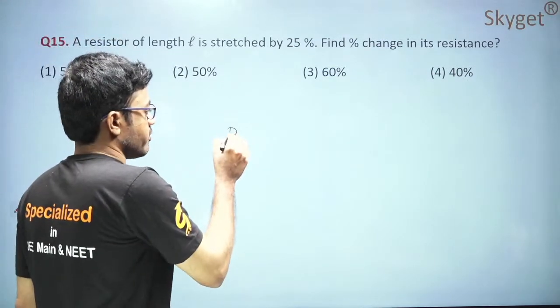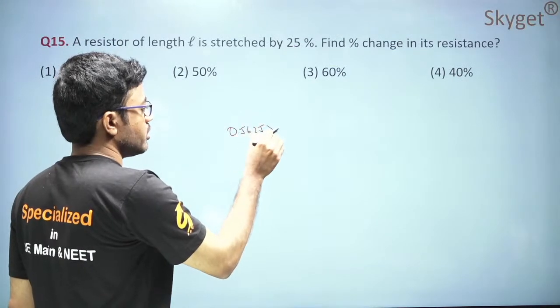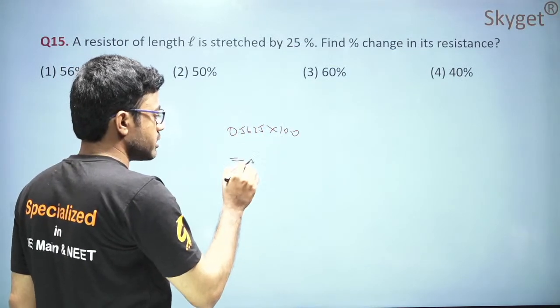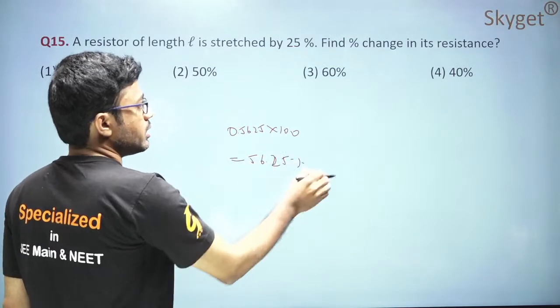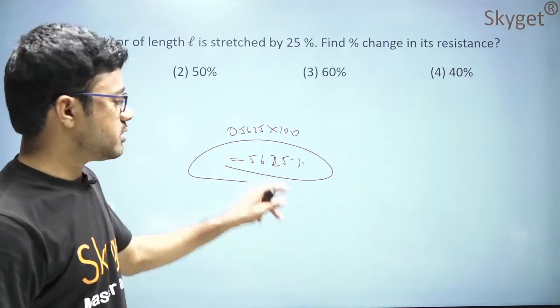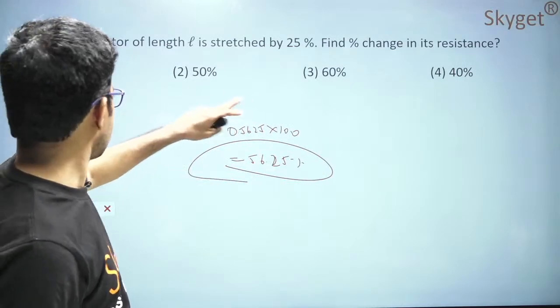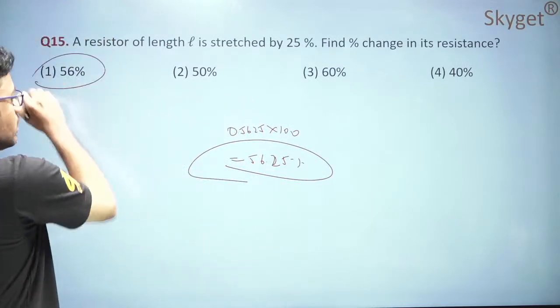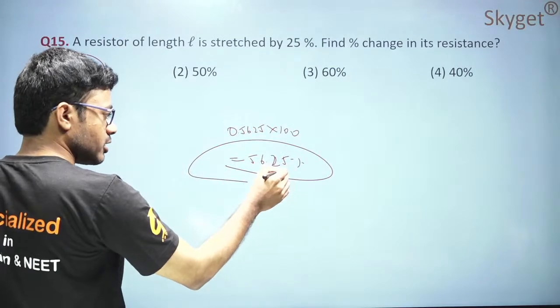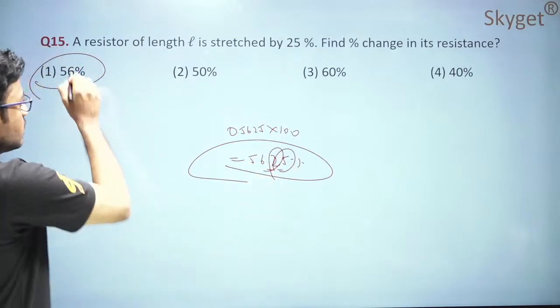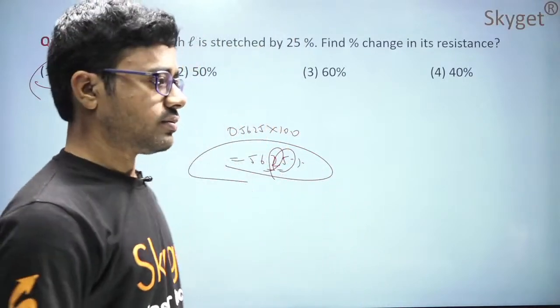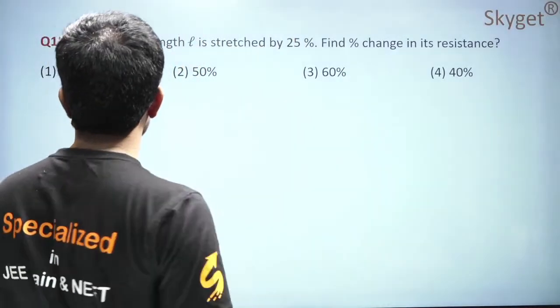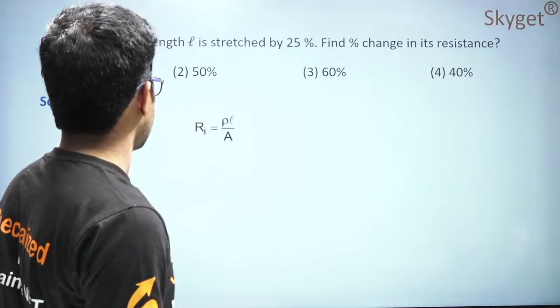So when it is 0.5625, he is asking in terms of percentage. So 0.5625 into 100 is obviously 56.25%, the value of the change in the resistance. When it is 56.25%, the closest option is okay. He has rounded off these two decimal points and written it as option 1, that is 56%.